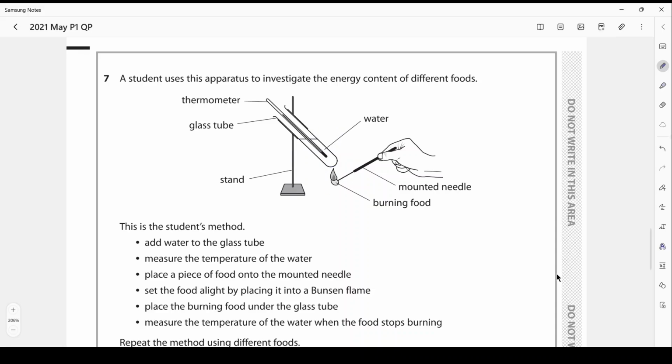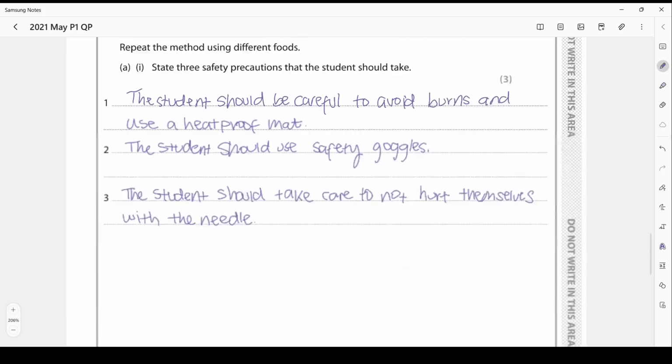Another thing to keep constant is the mass of food that you've placed on this mounted needle. That's important because if you have a larger mass of food, then that would have a greater energy content level, and that would affect the temperature rise of that water. And lastly, you want to make sure that the distance between the tube and the food is kept the same. That's important because the closer you put the food to the glass tube, the higher the temperature of that water would be. Right, so let's write this down.